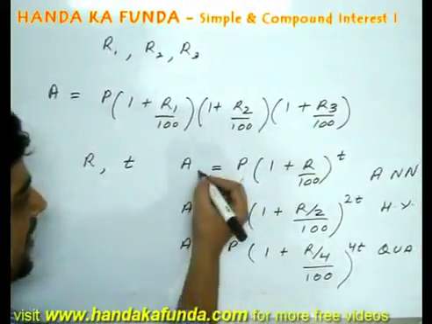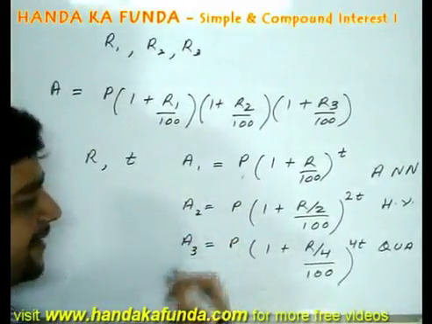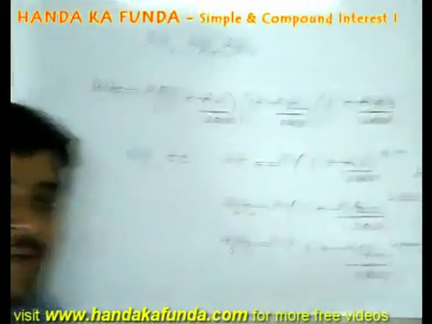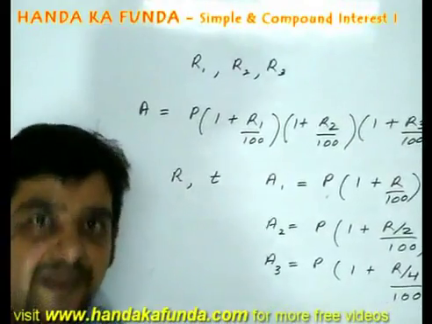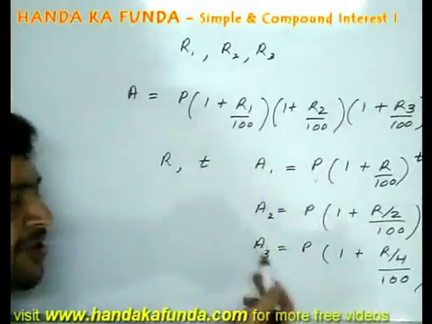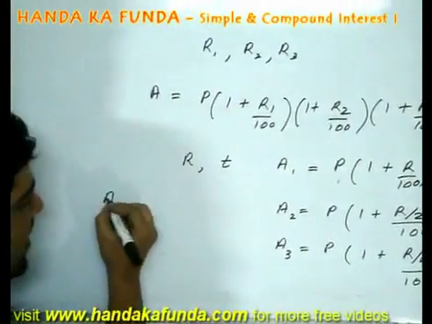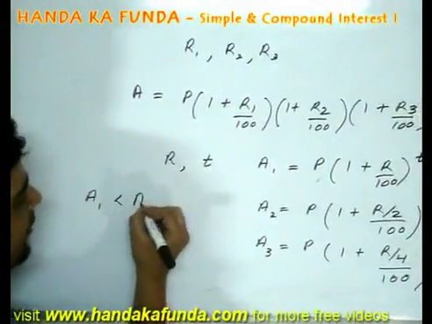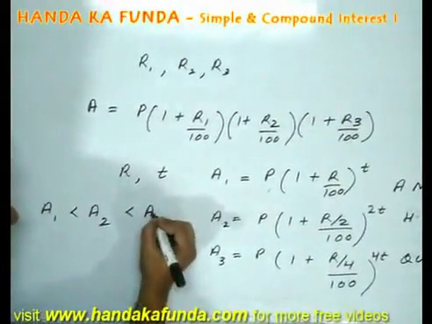Let's say they are amount A1, A2 and A3. Can you tell me which one of these would be the biggest value? You may pause the video if you like. The relationship among these three will be A1 is less than A2 is less than A3.